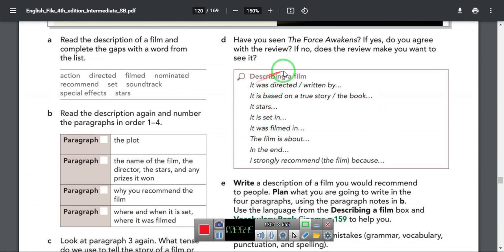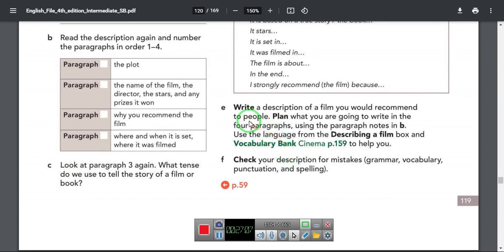Как мы описываем фильм? Describing a film. It was directed or written by. It's based on a true story, например. It stars в ролях. It is set in. Снимался где? It was filmed in. The film is about. In the end, I strongly recommend the film because. And now write a description of a film you would recommend to people. Plan what you are going to write in the 4 paragraphs using the paragraph notes in B. Вот здесь. Use the language from describing a film box and vocabulary bank cinema to help you.